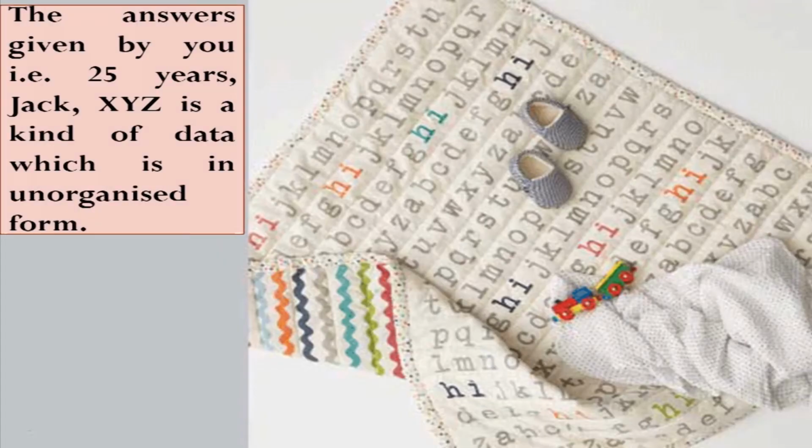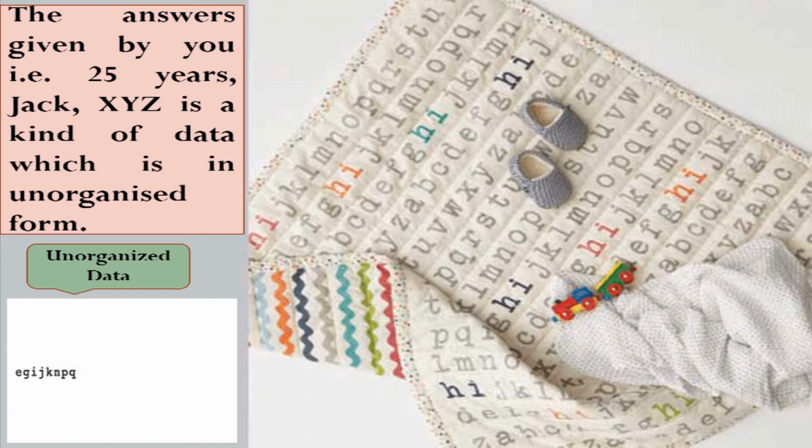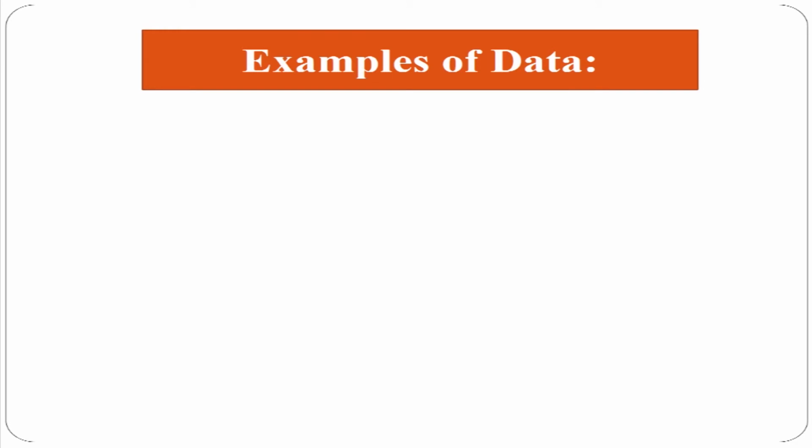The answers given, 25 years, Jack, X, Y, or Z, are all examples of data, but are in an unorganized form. In other words, data can be defined as unprocessed facts. Let's look at some more examples of data.